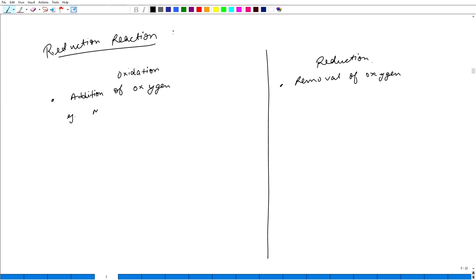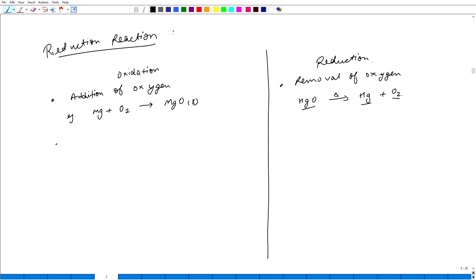Example, we have seen magnesium adding to oxygen, it forms magnesium oxide. Similarly, the reaction for this is, let us say we are heating mercury oxide, it will give Hg plus O2. This is removal of oxygen. Oxygen has been removed from the mercurous oxide to form mercury and oxygen gas. This is known as reduction reaction.